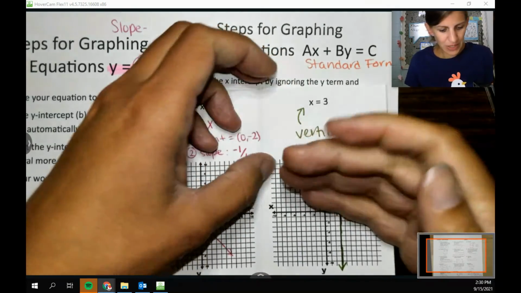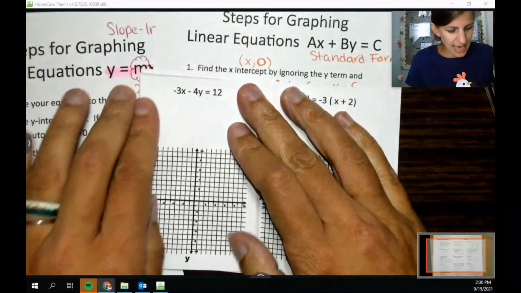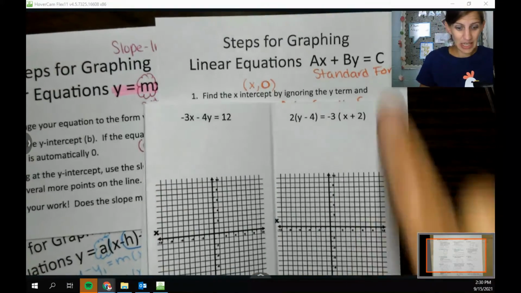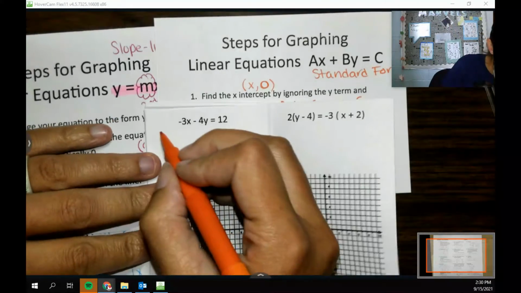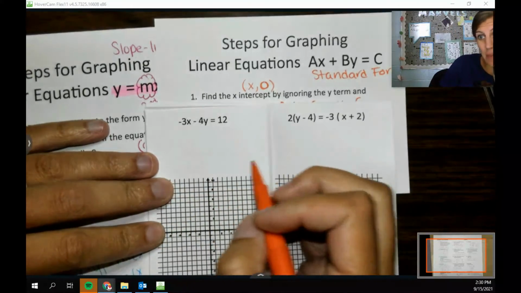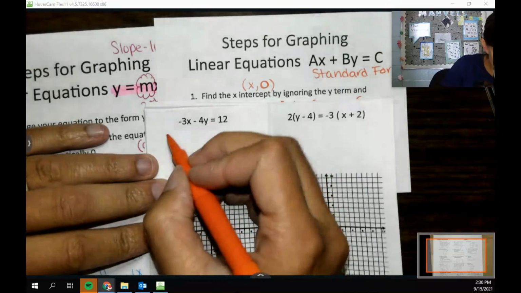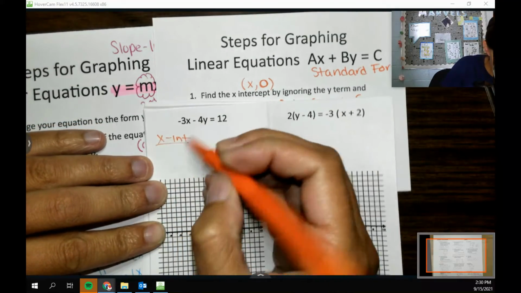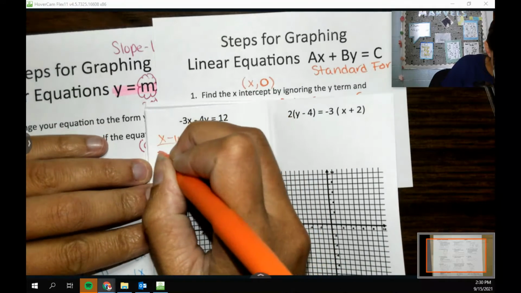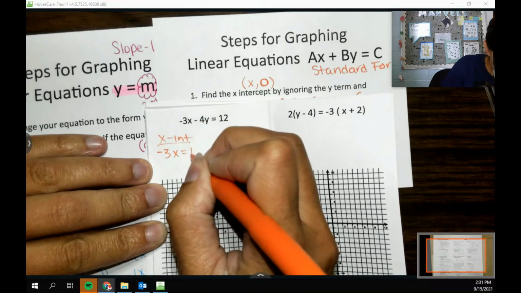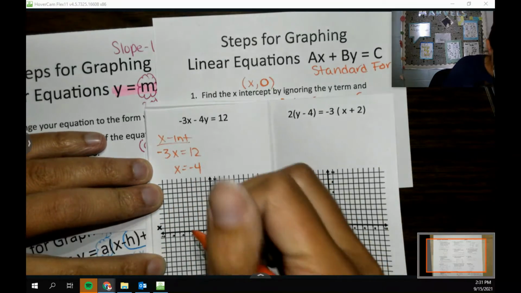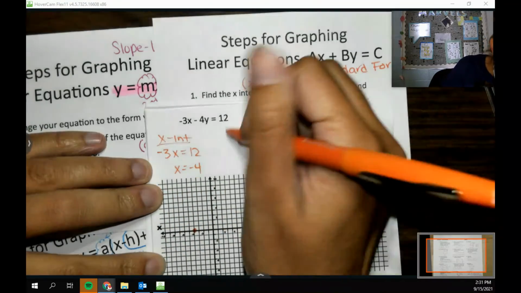All right, just 2 more. And this next one here is back to standard form. So looking like this one here. Not so bad. I said that I hate graphing it, but it's actually not so bad. You just do have to do a little math though. So we're going to find the x-intercept by ignoring y. So negative 3x equals 12. So x is negative 4. And go plot that point.